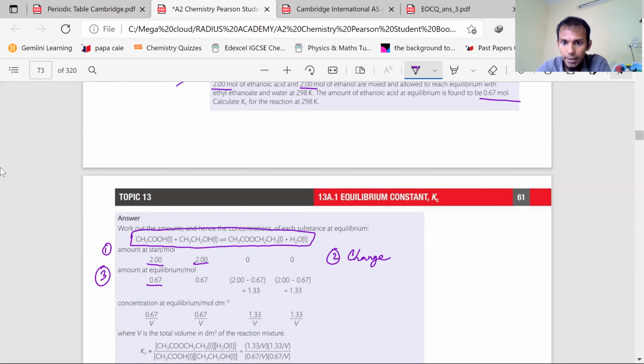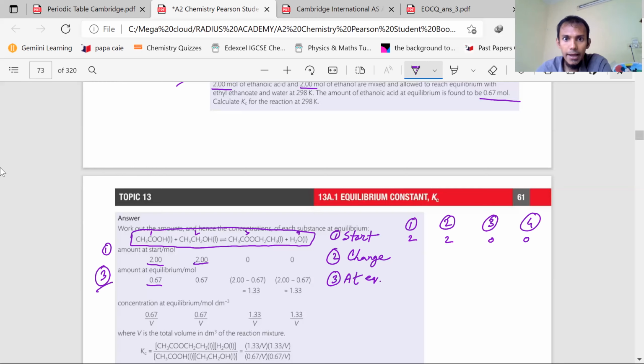Okay, so we had 4 entities: entity 1, entity 2, entity 3, and entity 4. I'm not writing ethanoic acid, ethanol, ester, and water. Instead, I'm writing this one is 1, this one is 2, this one is 3, this one is 4. So amount of mole at start, I'm writing again 2, 2, 0, 0. Change, and number 3 is at equilibrium. Amount at equilibrium, what they wrote here.